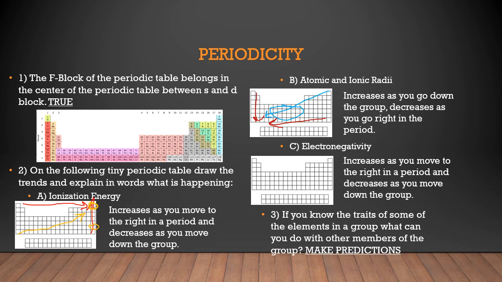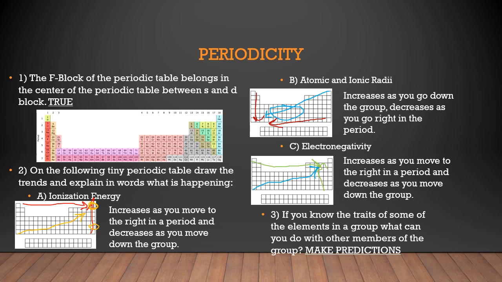Electronegativity increases as you move to the right in a period, so it's going to increase this way, and it decreases as you move down the group, so it's going to go up again. So the overall trend is going to be up and to the right. I'm going to take the atomic ionic radii. I read the wrong note. It is dependent on the number of protons that pull on the electron shells towards the nucleus. So that's why the size increases as you go down and as you move towards the left.